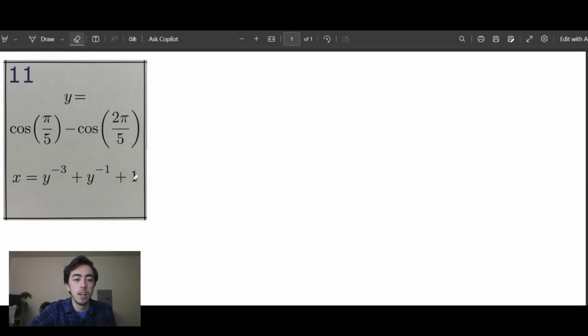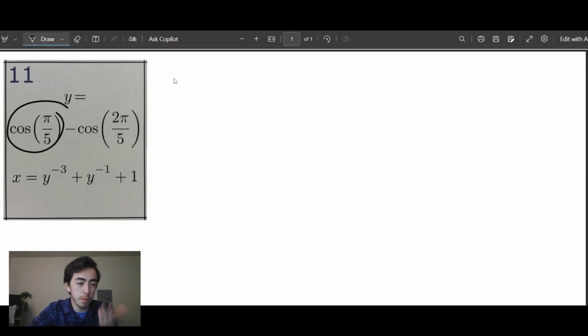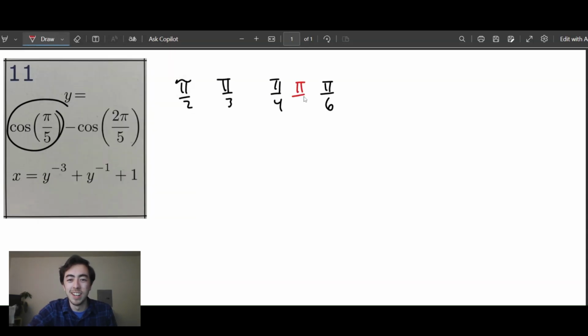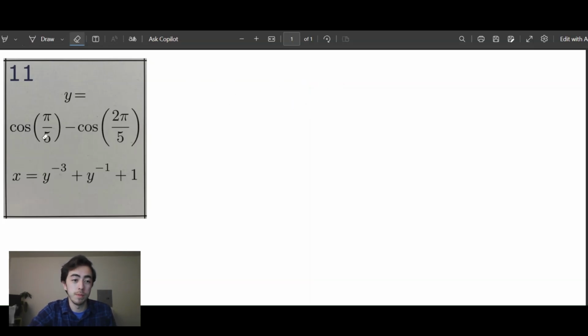I'm not really looking forward to this part because with trig functions like sine or cosine or tangent, some easy angles are going to be like pi over 2, pi over 3, pi over 4, and pi over 6. And notably, pi over 5 is missing right here. This one is a lot harder to get, but we're going to do it anyway.